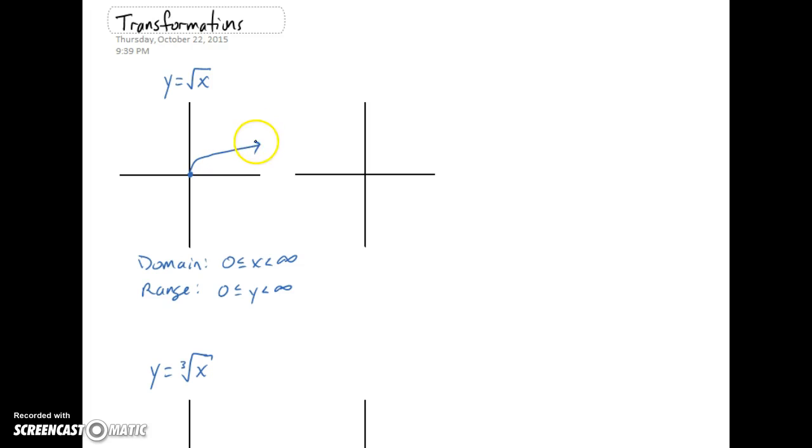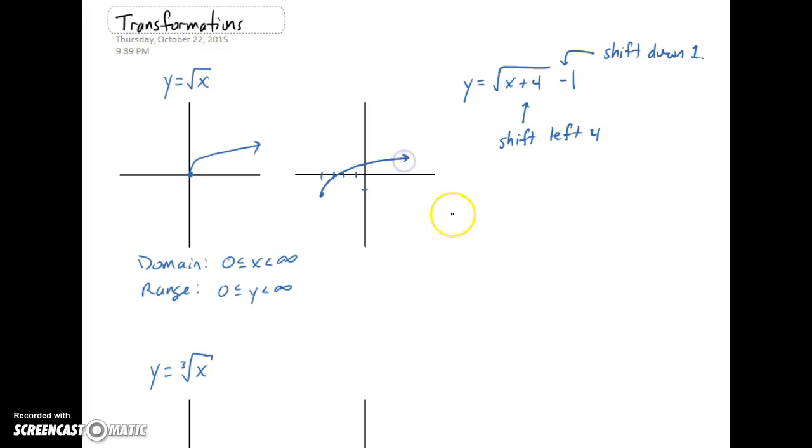So here's our graph of y equals the square root of x. If I want to graph y equals the square root of x plus 4 minus 1, this is going to do the same kind of transformations as before. This plus 4 that's inside the function means we're going to shift left 4 units, and the minus 1 means we're going to shift down 1. And so I basically take that middle point, this one right here at the origin, and that's what's going to move to the left 4 and down 1. And then we can just kind of sketch the graph, and it's going to look something like that.